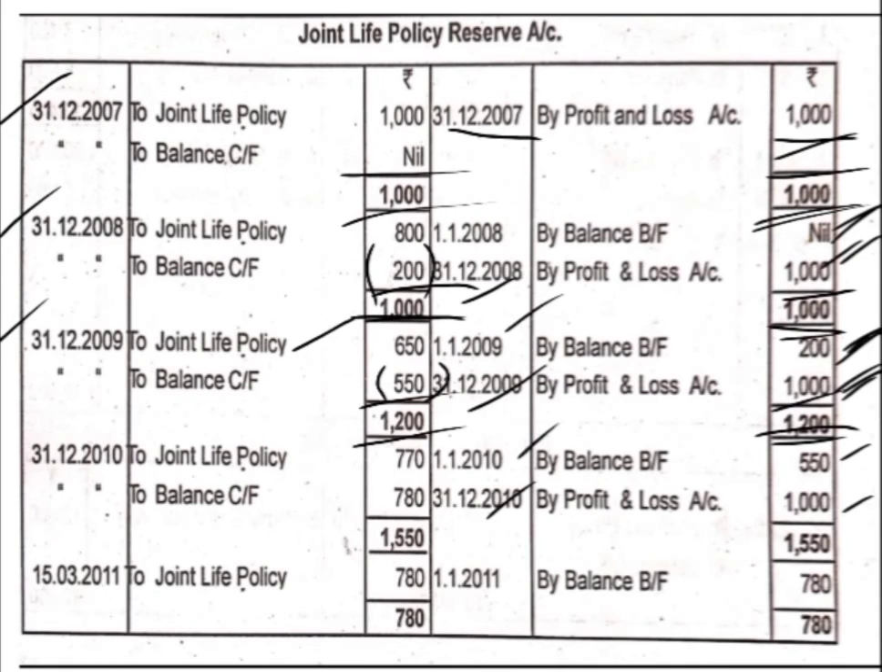In the other account, that is the joint life policy reserve account, we also have the same balance, that is 550 brought down and 1000 which is the appropriation made. So 1550 we have, but we have to maintain only 780. The remaining balance of 770 should be cancelled by passing the entry joint life policy reserve account debit to joint life policy account. So we are going to make the entry on the debit side, 31st 12 2010, to joint life policy account 770. How do we get the amount? You have to write in the bracket 550 plus 1000 minus 780. 770 is the amount which we have cancelled.